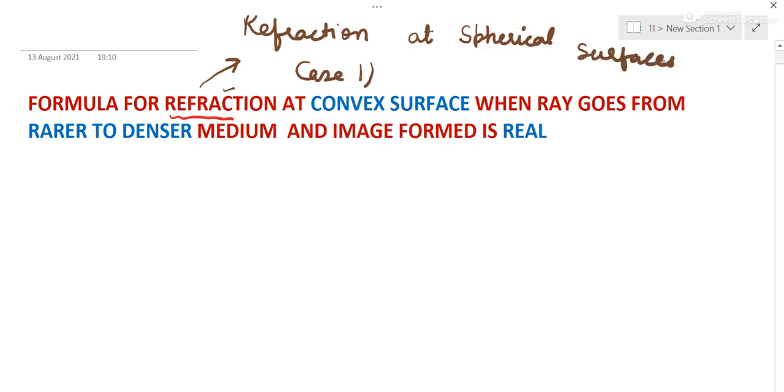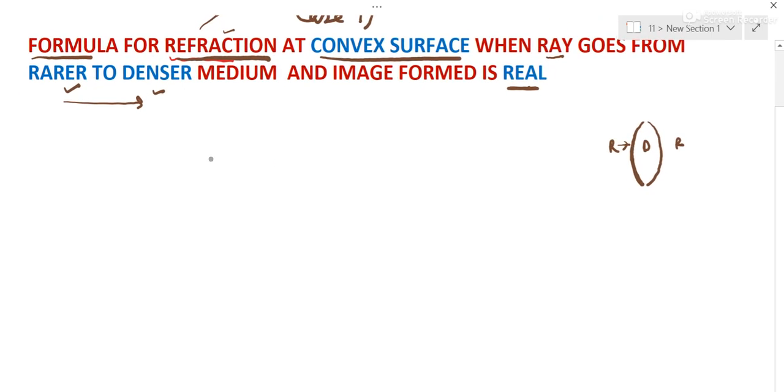So this is case number one, in which we will find out the formula for refraction at a convex surface when the ray goes from rarer to denser medium and the image formed is real. So we will do some rough work here. We will make a convex lens. Okay, so this is rarer, this is denser, this is rarer. So when we go from rarer to denser, we will strike against this refracting surface. So we will draw this refracting surface. This is the refracting surface.